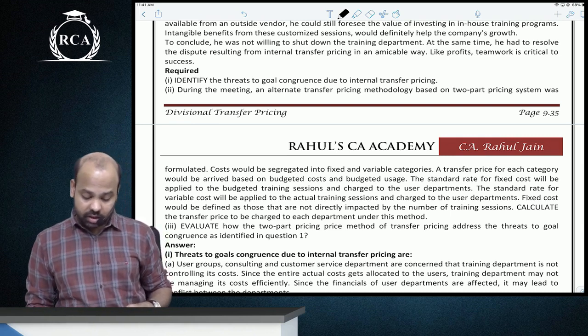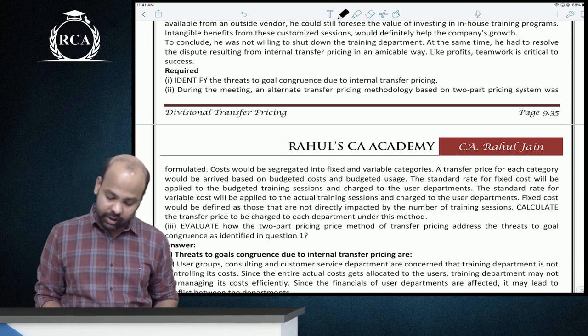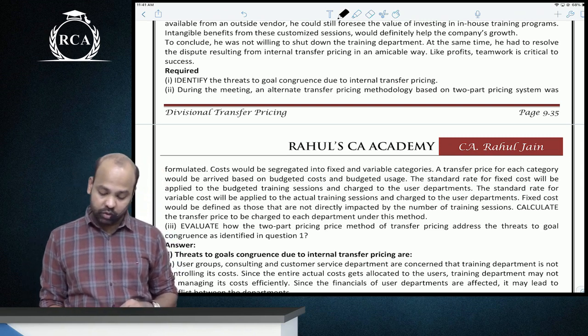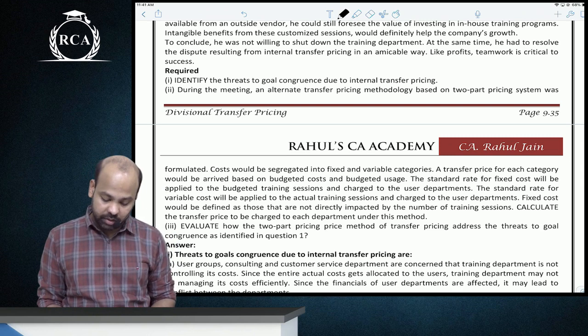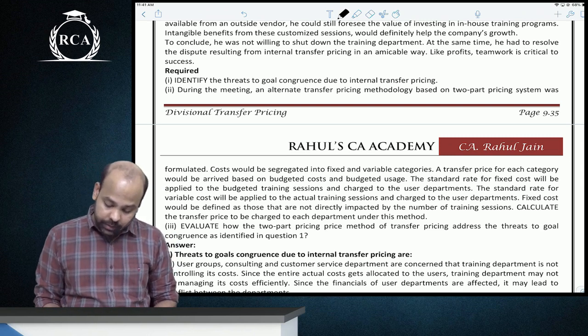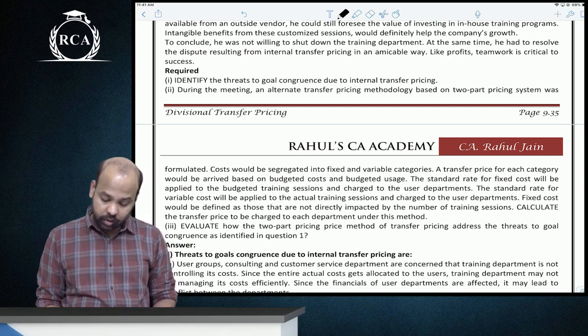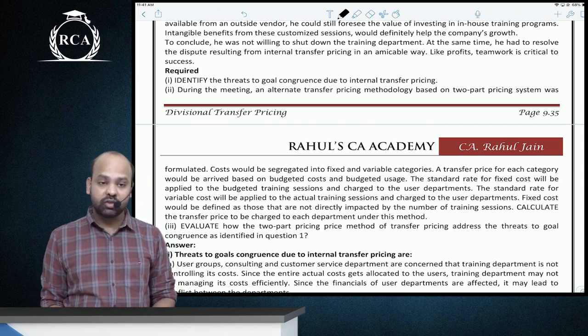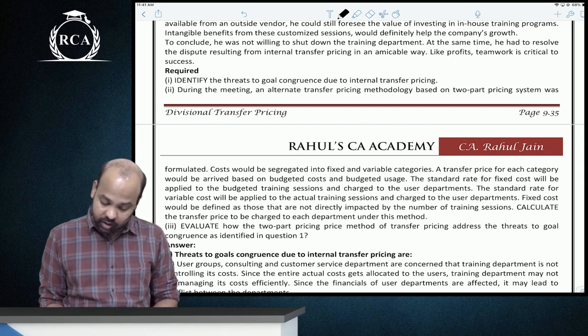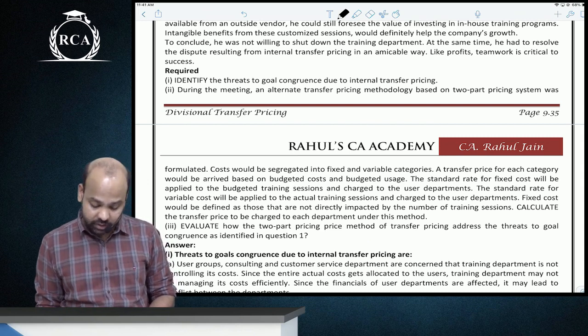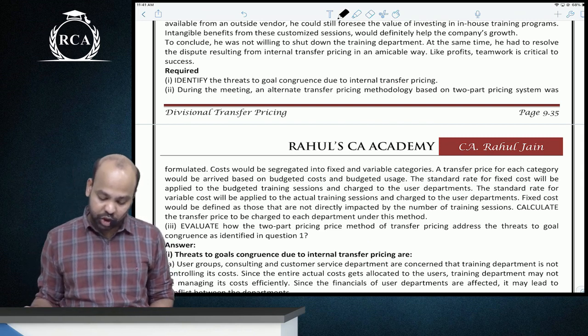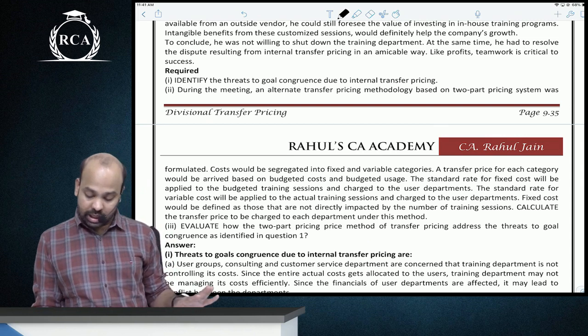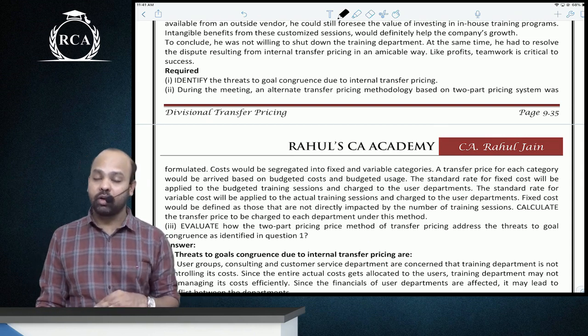So guys, the standard rate for fixed cost will be applied to the budgeted training sessions and charged to the user departments. The standard rate for variable cost will be applied to the actual training sessions and charged to the user departments. Fixed cost beta would be defined as those that are not directly impacted by the number of training sessions. Calculate the transfer price to be charged under this method. Loud and clear. Once we read the question, we can always come back to this beta.